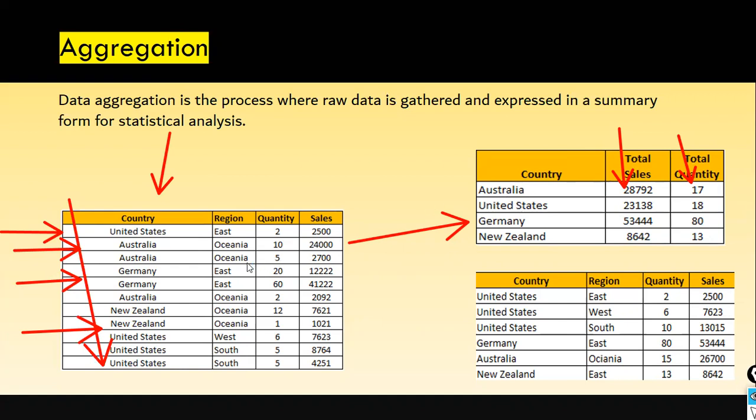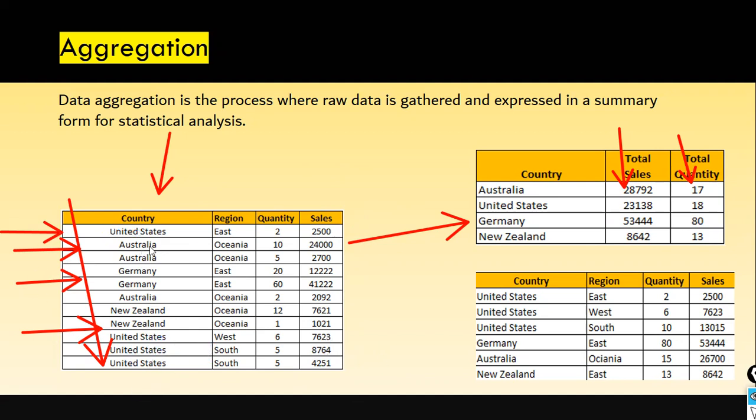So in this case, what happens? A group by function groups the rows that have the same values. So what will happen? All the United States related rows will get grouped, which means they get separated. And then it will apply the sum function on top of the sales column for the grouped United States rows. So in that case, 7623 plus 8764 plus 4251 plus 2500. These 4 values will get summed for the grouped country.